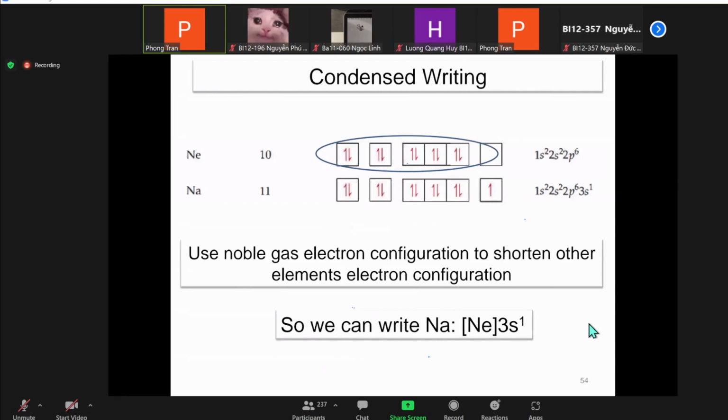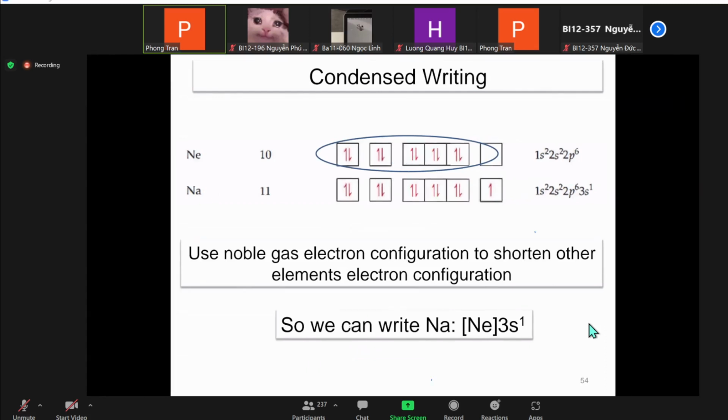Okay, so we already know how to write the electron configuration. The normal way is written like this for sodium, with 11 electrons. It takes space and it takes time, so they propose to use the condensed writing. So what is the condensed writing?